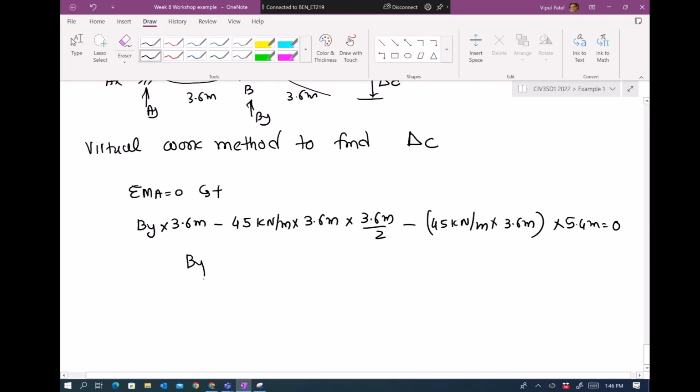Now BY times 3.6... 45 times 3.6 times 3.6 divided by 2 is 291.6 kilonewton meters.